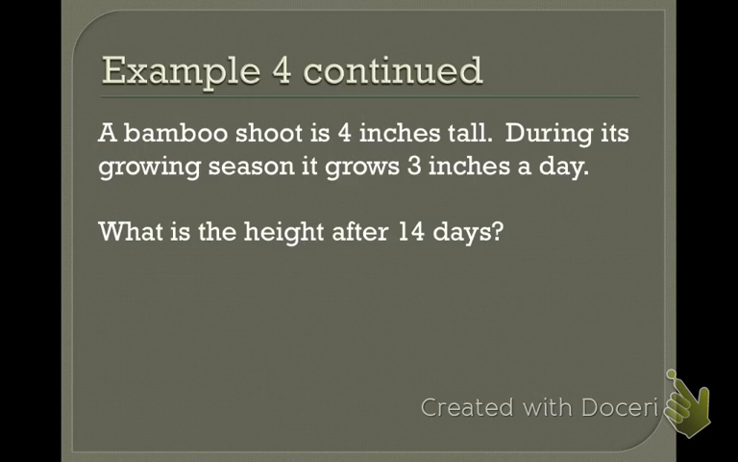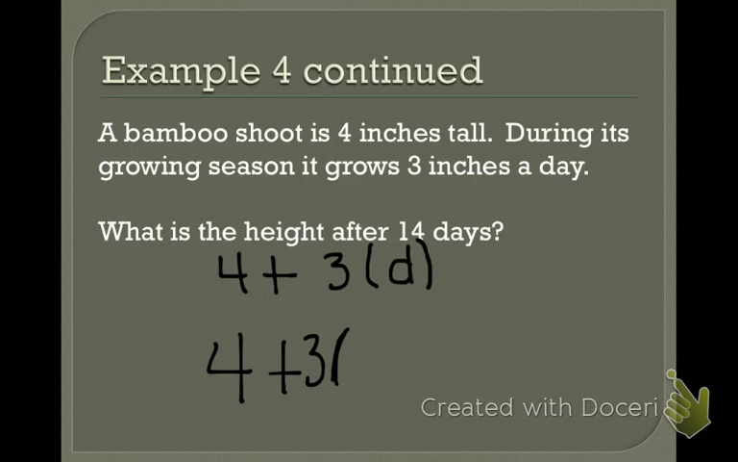So we can use that formula that we just said was 4 plus 3 times d to solve for any number of days. Sorry, that kind of covered the number of days. So we now have 14 days. So I'm going to just plug that in for my d. So I have 4 plus 3 times 14 to give me the height after 14 days.